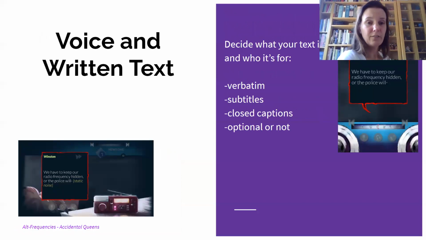Voice and written text, just a small note on this, because if you have voice dialogue, you often will also have the written text. You can do this for a certain number of reasons. Decide what your text is and who it's for. So basically, often you will have subtitles. I hope so, because that is great for accessibility.